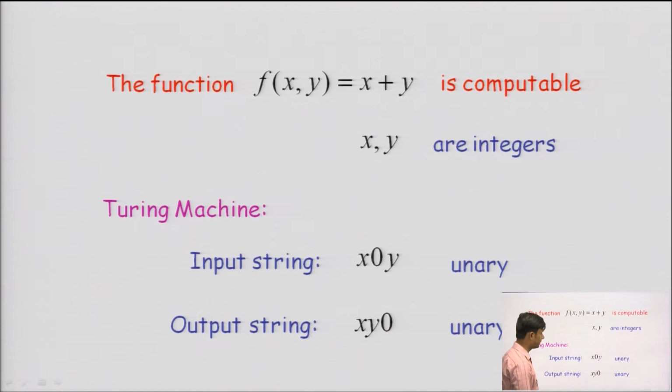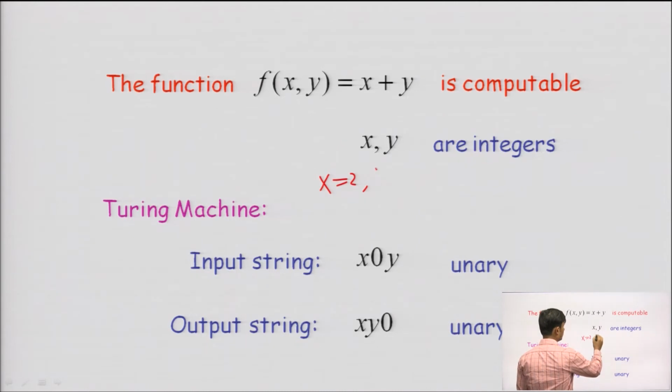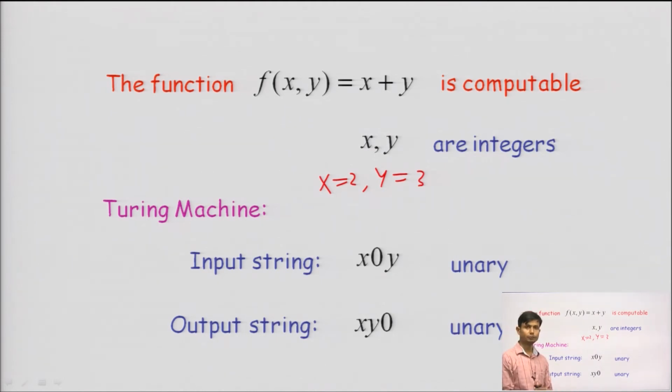What is the meaning here? We have to take x y, suppose here x is 2 and y is 3. Here we have considered unary. This 0 is just a separator between x and y. The output will be x y 0. This will be the output, and this 0 you move to one side, add these two numbers and make it one side.